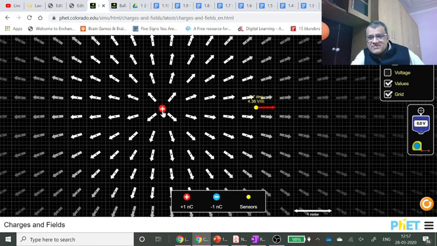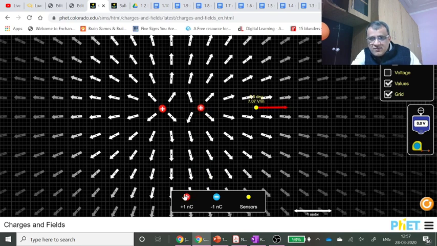So I say this is Q, I'll remove 1. This is plus 2 nanocoulomb here, and the field due to this plus 2 at this point is towards right. And how much is the value? 2.9. Now I am putting another plus 2q, say plus 1 and one more plus 1.